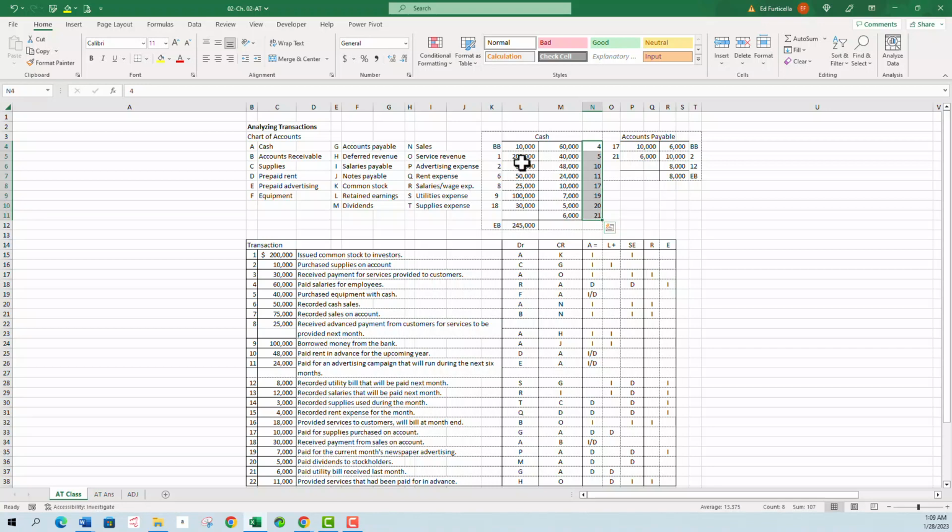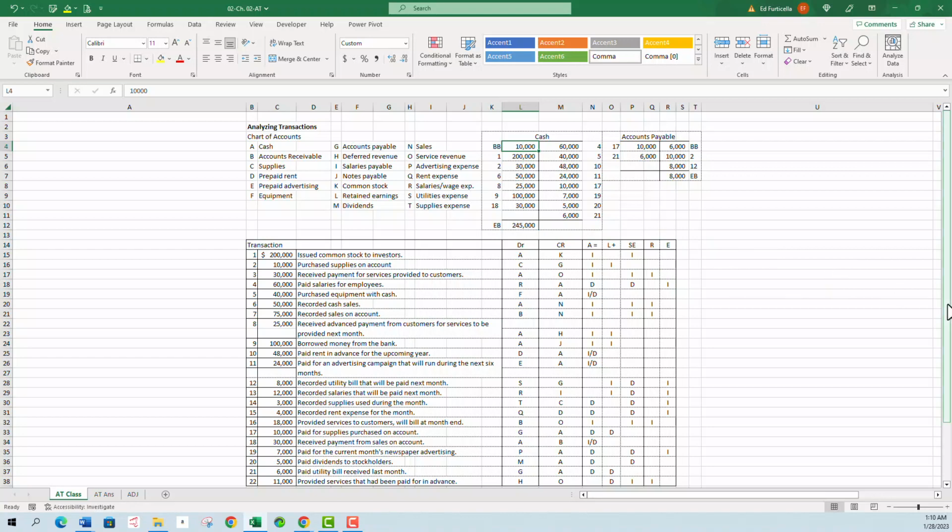To calculate the ending balance for any account that has a normal balance of a debit, and that's assets, expenses, and dividends, you first add the debit column up, and then you subtract the credit column. So in this case, we start with the beginning balance of $10,000, add all the debits below it, then subtract all the credits, and we get an ending balance of $245,000. That ending balance will be on the debit side because the debit column will be greater than the credit column.